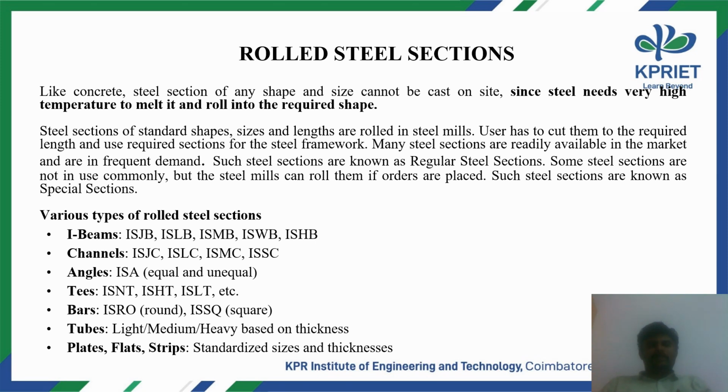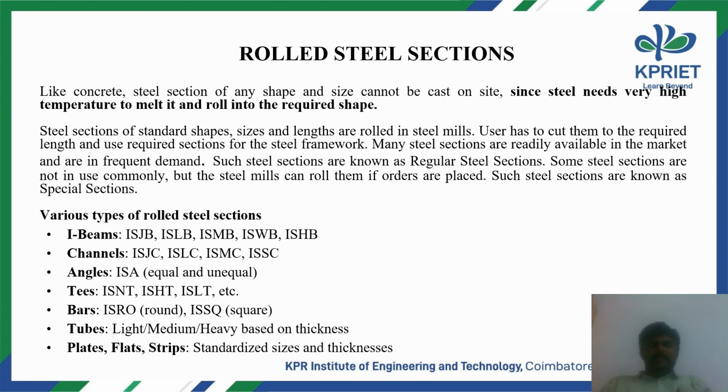The first one is beam section. Another name of beam section is I section. The first one is ISJB, Indian Standard Junior Beams, and ISLB, Indian Standard Light Beams, and next one is ISMB, Indian Standard Medium Beams, and then ISWB, Indian Standard Wide Flange Beams, and ISHB, Indian Standard Heavy Beams. And the channels are like beams: Indian Standard Junior Channel, Indian Standard Light Channel, Indian Standard Medium Channel ISMC, and ISSC Indian Standard Special Channel.